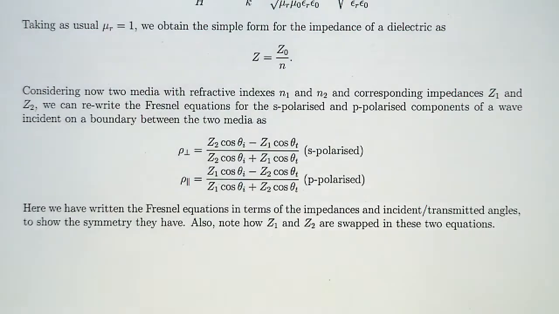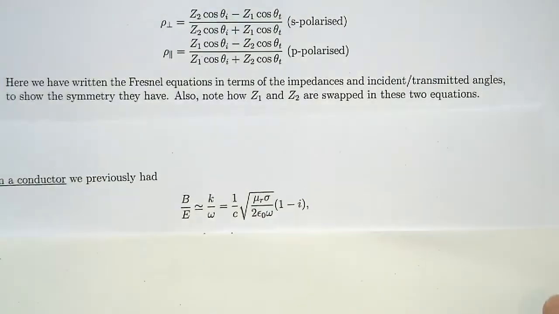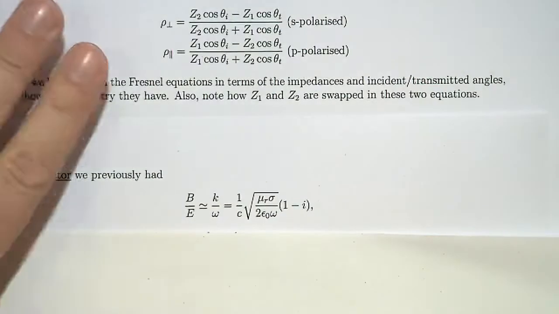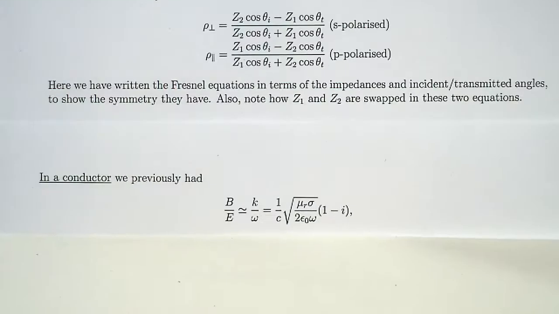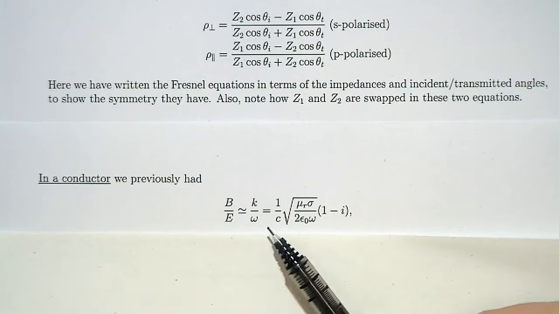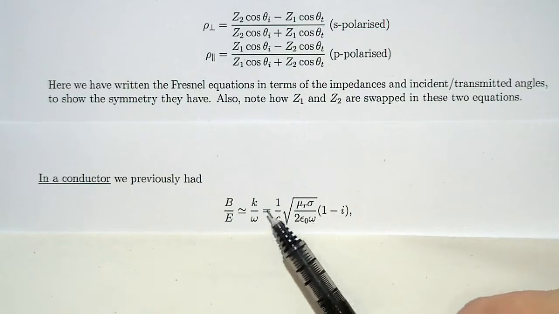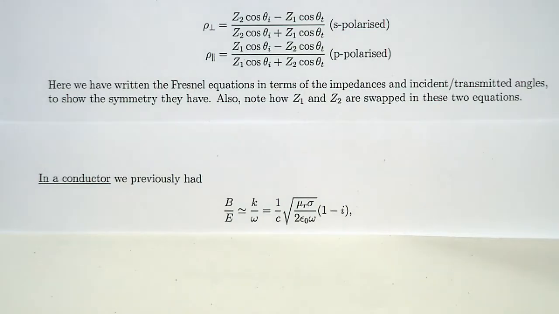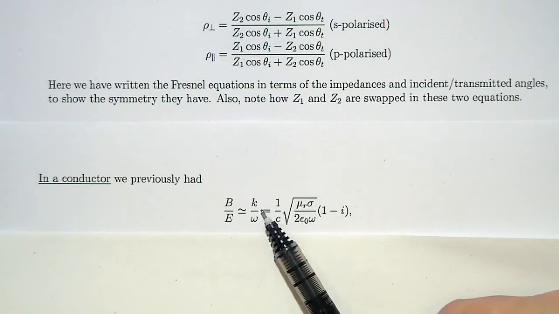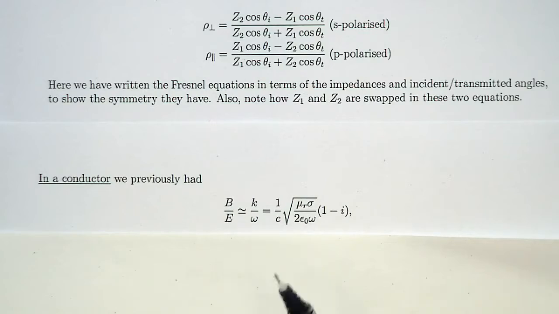So our conductor was a little bit different. Remember, in our conductor, we had the situation that the magnetic field and electric field were not a factor c different to each other. They were a factor v different to each other, where v is expressed here in terms of the ratio of the angular frequency and the wave number. And we showed that in a conductor, our dispersion relation reduces to this simple form. And remember, there was a 45 degree phase shift between those two components. And it depended also on the conductivity, sigma. And again, mu r is often omitted from that expression.